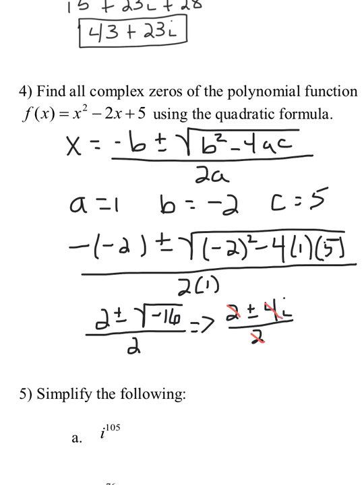Now you can't do this reduction unless all of the numbers are able to be reduced by the same number. If they're not, then you can't do that. You can't just do 2 of the numbers. All 3 numbers have to be able to be reduced by that common factor. So what we end up with after we do this reduction is 1 plus 2i and 1 minus 2i.